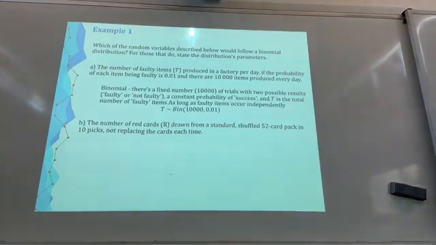Fixed number, 10,000 items, which is 10,000 trials. Two possible results, faulty and not faulty. A constant probability of success, faulty is 0.01, so you put in the probability. Not faulty is 1 take away 0.01. And T is the total number of faulty items. As long as the faulty items occur independently, T is binomial. That's the description.